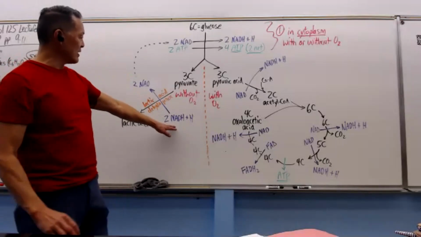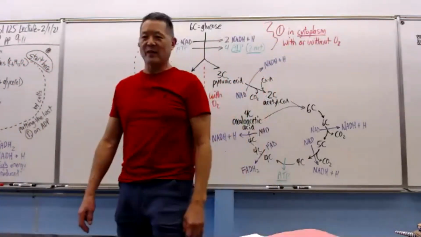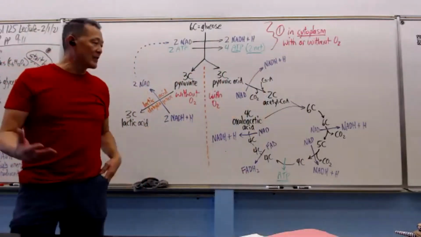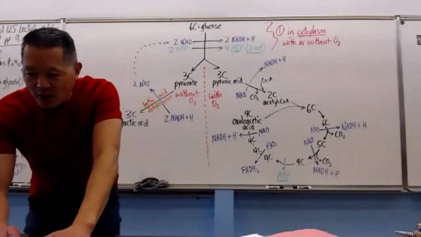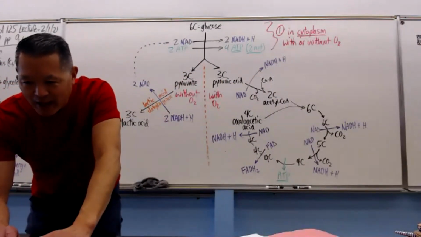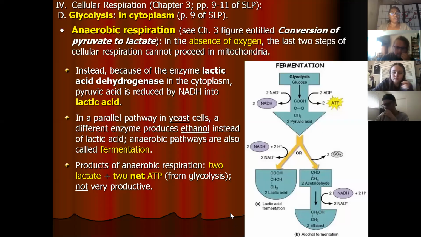The high energy electrons are supposed to go to the 3rd stage, that is over there on the far right. Well, you can't even do that because you burn it up making lactate. So you hardly get any ATPs with anaerobic respiration, just the 2 from glycolysis. It's not very productive.